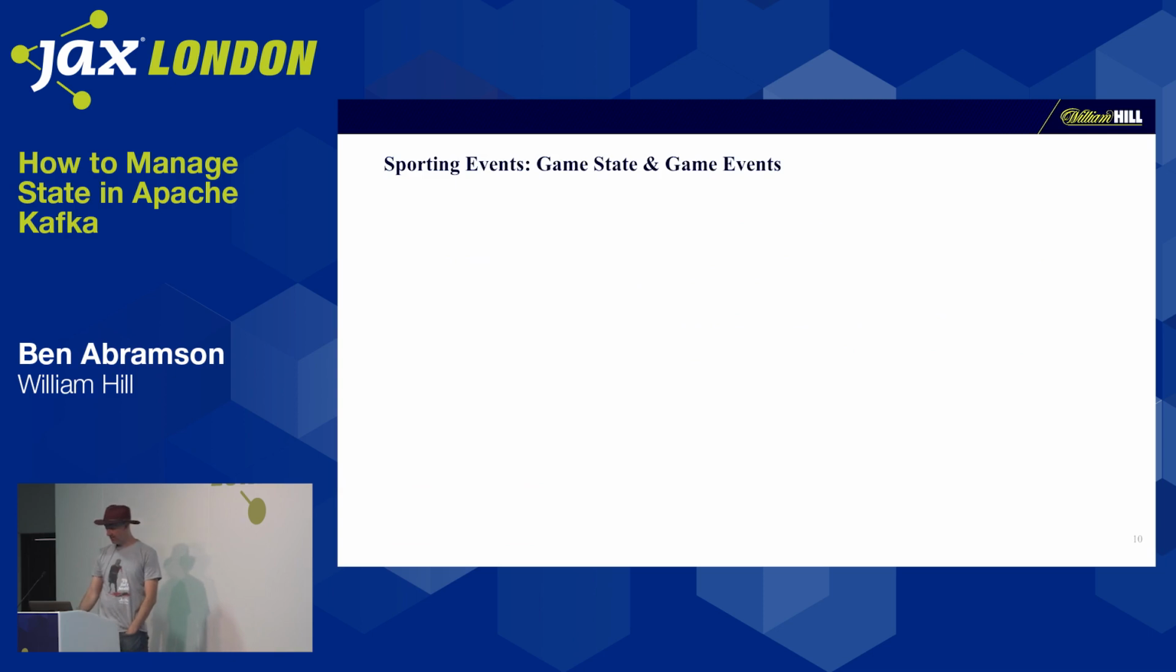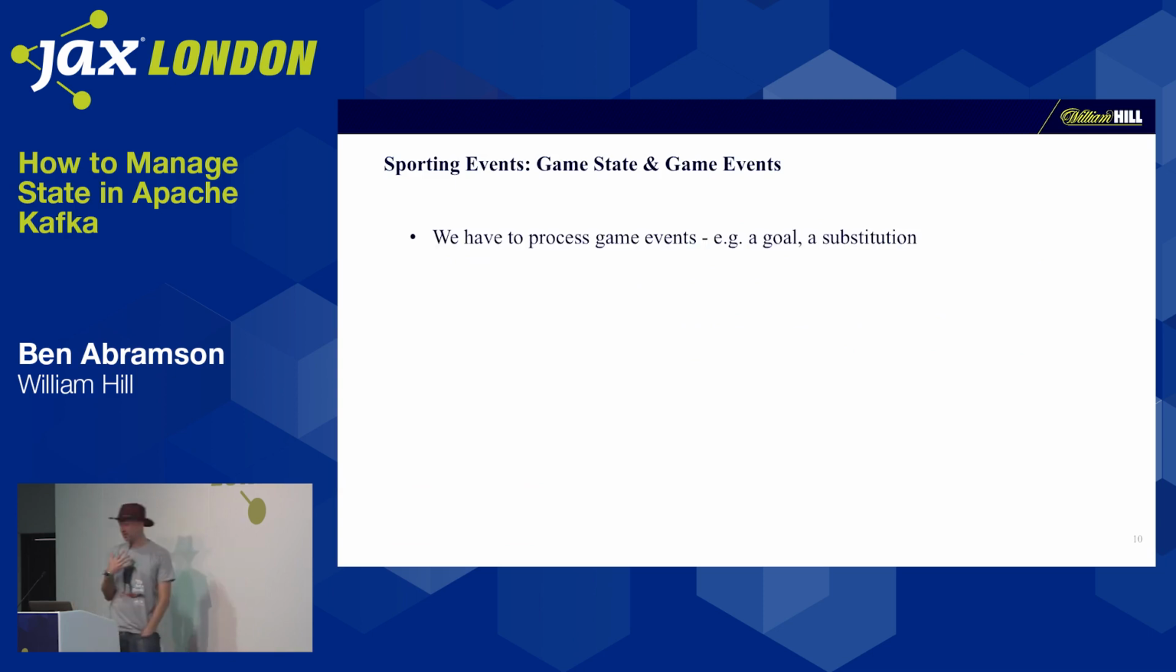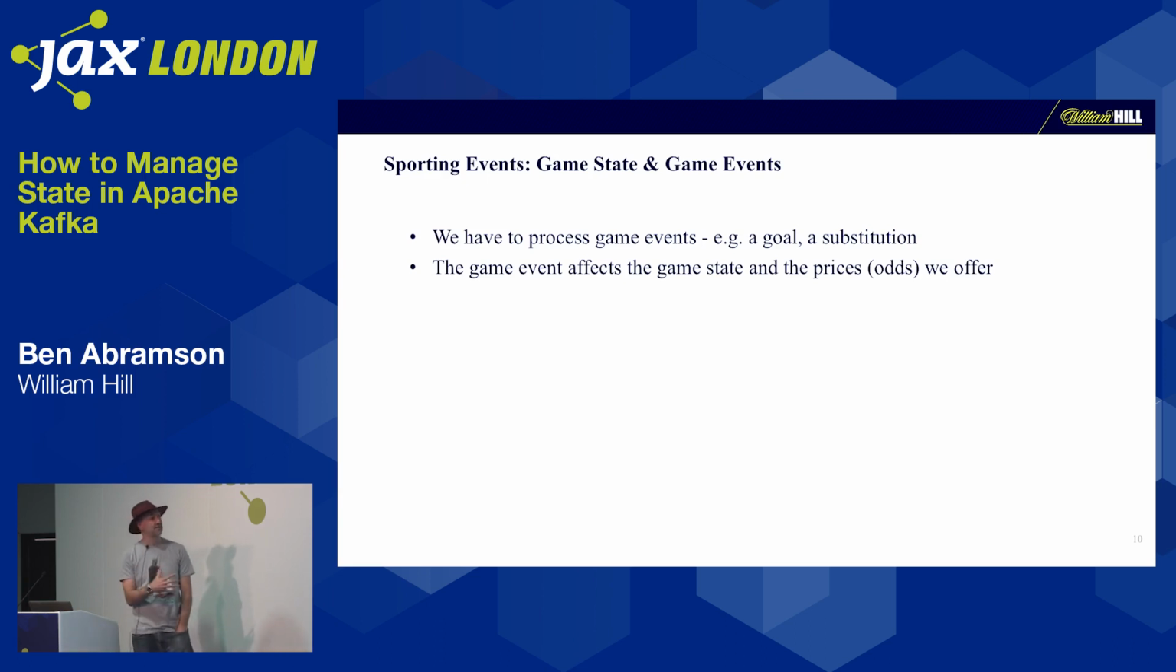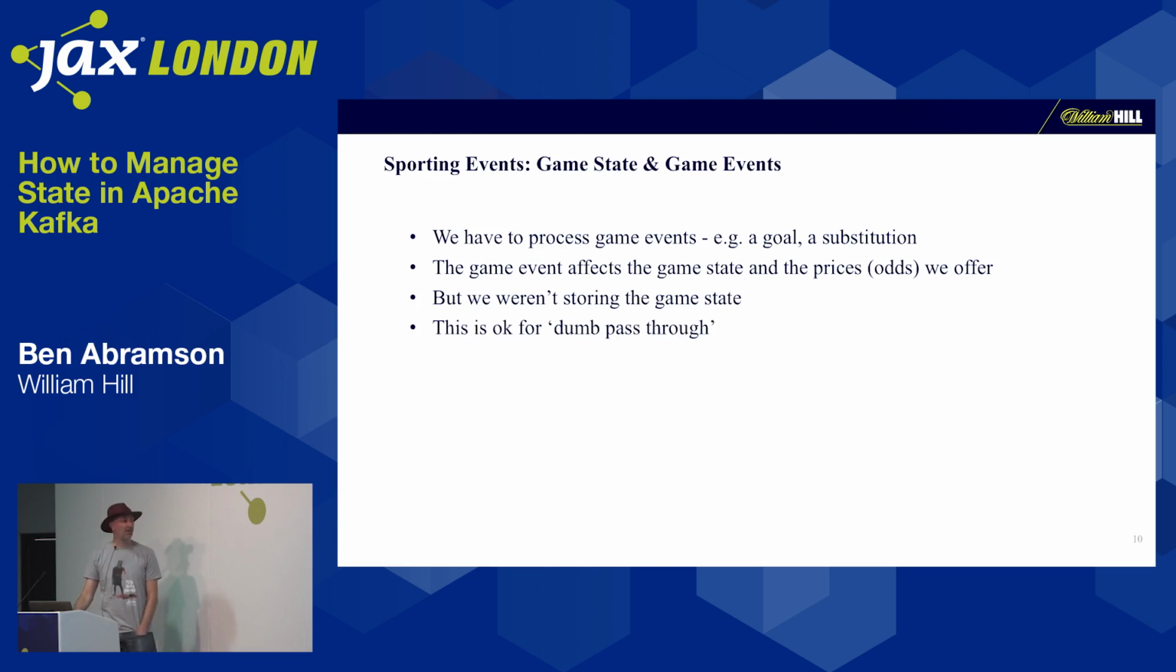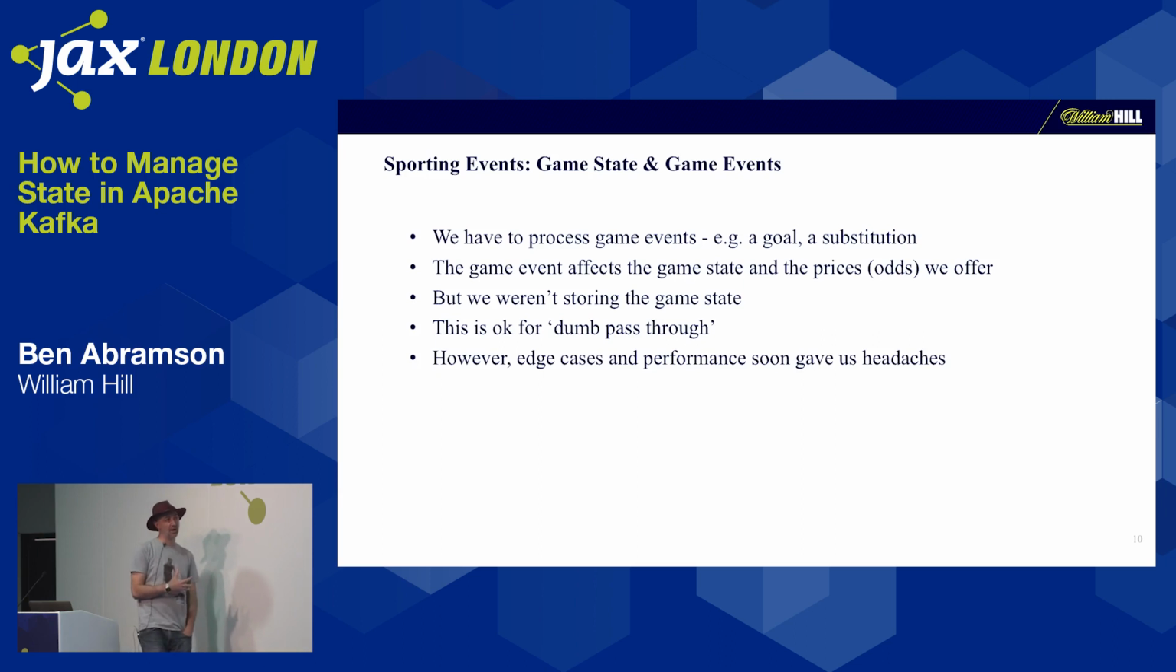So in terms of game state and game events, we have to process events. In the case of football, if there's a goal or a substitution, those game events affect the game state and therefore the prices. So if Manchester City are playing Liverpool and Sergio Aguero scores for Manchester City, the odds of Manchester City winning the game are going to shorten, and the odds of Liverpool winning the game are going to lengthen. So all of these events can affect the prices. But the problem is we weren't inherently storing the game state. It was kind of in the Kafka topic somewhere, which is fine if you're doing just dumb pass-through stuff. But once you have certain edge cases, and particularly once you start thinking about performance and how fast your services need to start up in particular, you start to have problems.